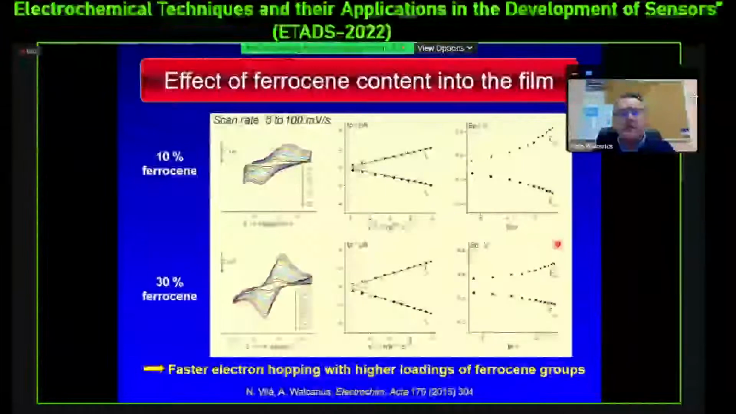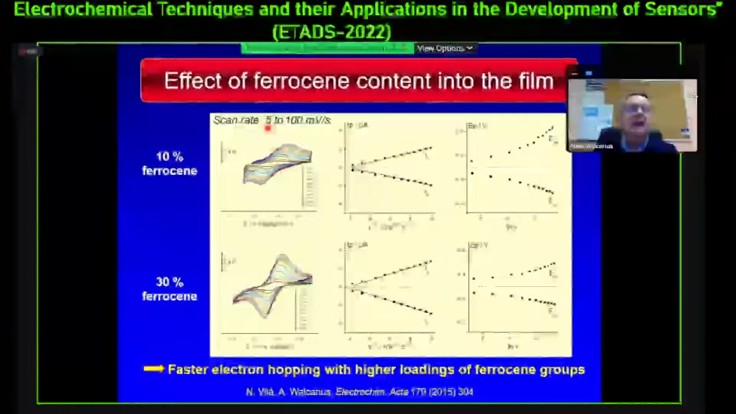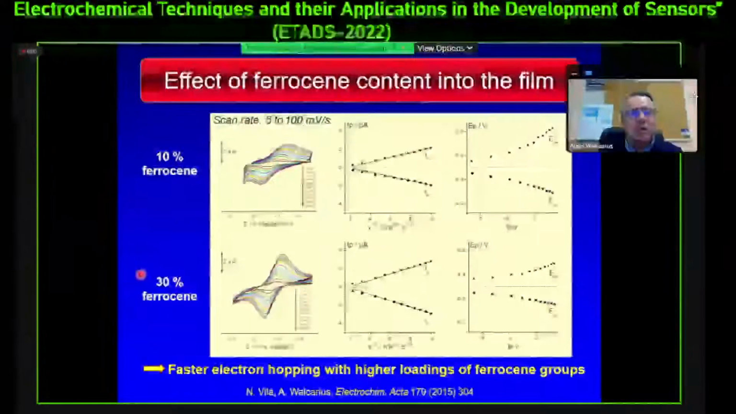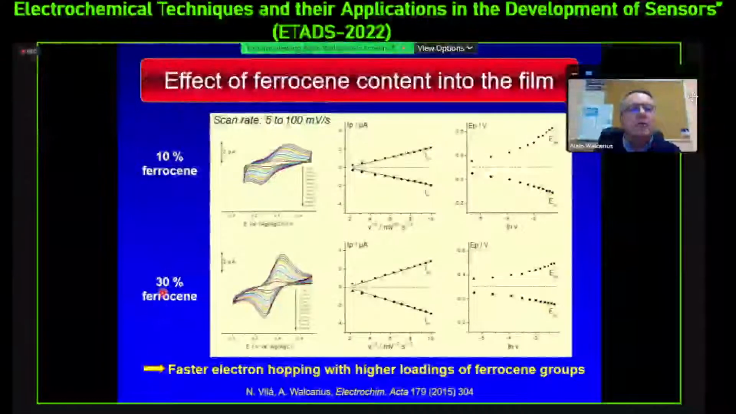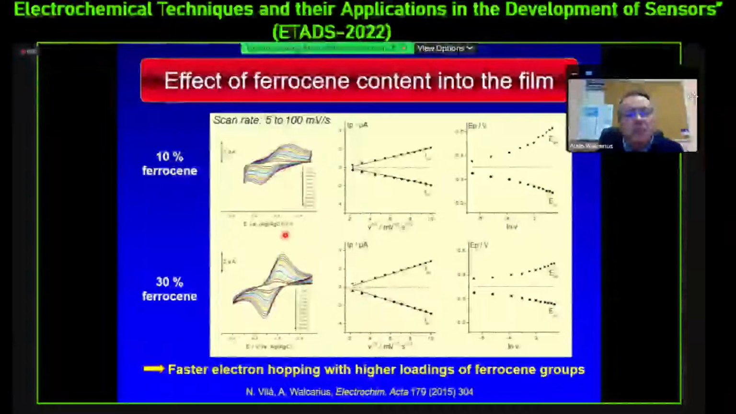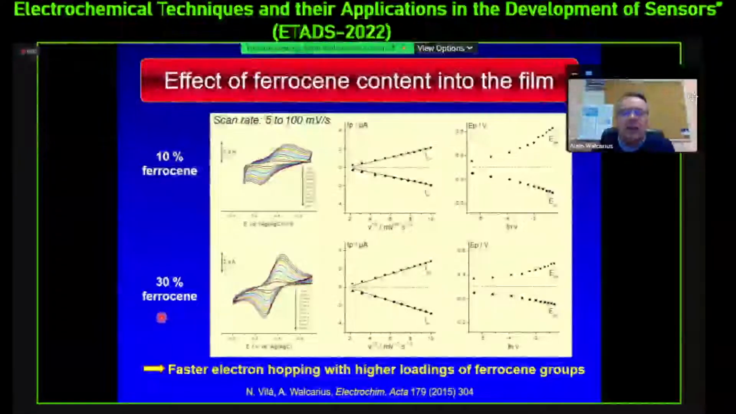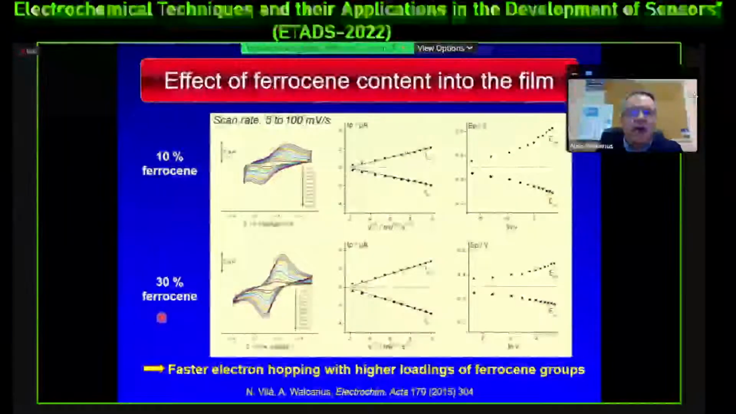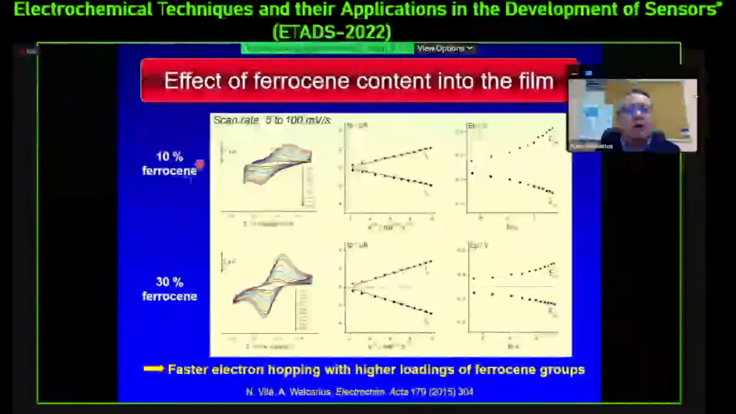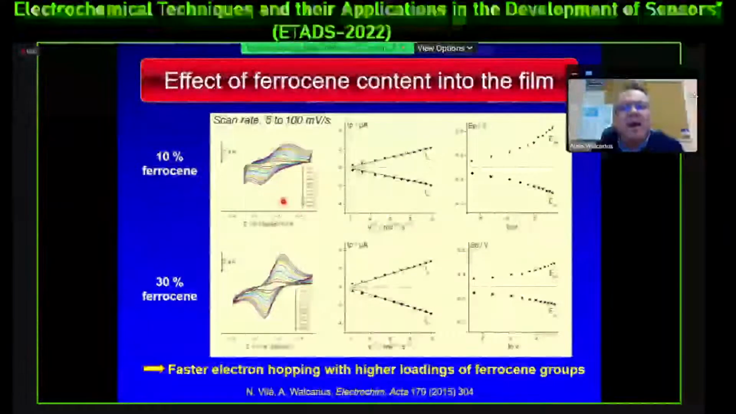So the electron transfer mechanism can be studied in a little more detail by varying the potential scan rate. And here I compare the results obtained for a 10% ferrocene film and a much higher loading, 30% of ferrocene. Of course, by increasing the amount of ferrocene, you increase the intensity of the signal. But most importantly, the peak-to-peak separation is much smaller when you have 30% of ferrocene. So that means that the kinetics of the electron transport is much faster in that case, because the ferrocene groups are much closer to each other. Here the distance between each ferrocene is a little bit larger.